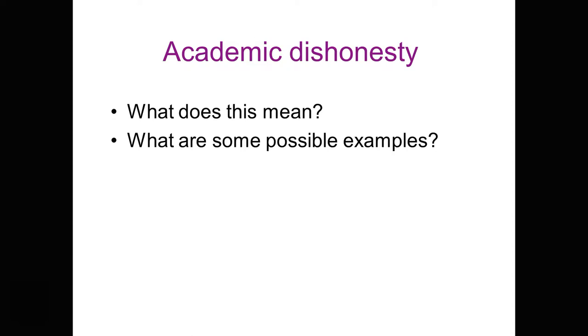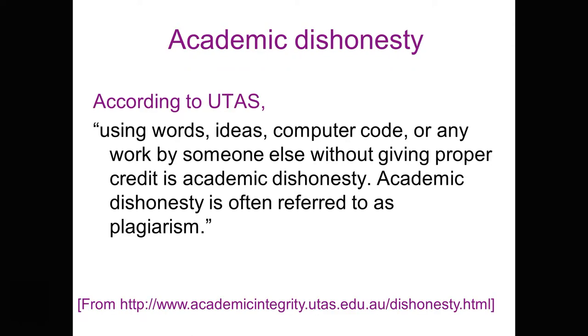So, what does this mean, and what are some possible examples? Academic dishonesty, according to UTAS, is using words, ideas, computer code, or any work by someone else without giving proper credit, and that's classed as academic dishonesty. Academic dishonesty is often referred to as plagiarism. It doesn't necessarily have to be words, it could be ideas, it can be computer code. It's basically if you take some kind of intellectual property from someone else and you pass it off as your own.